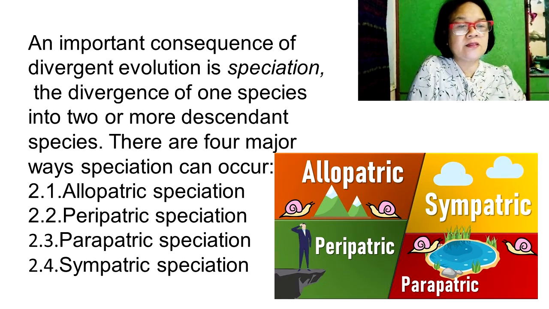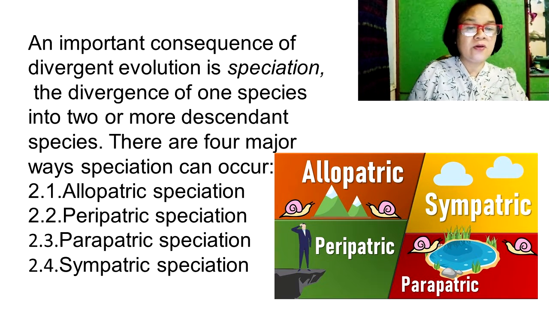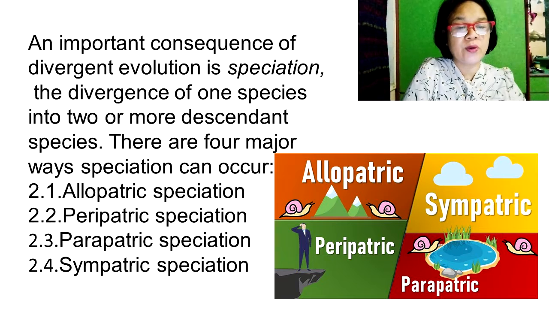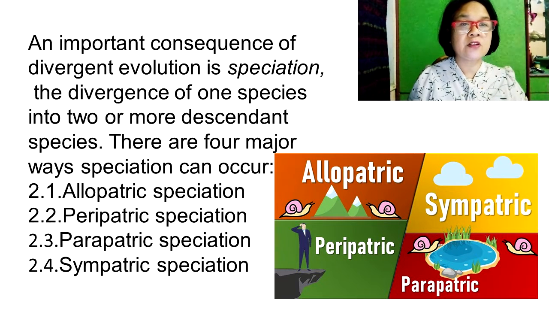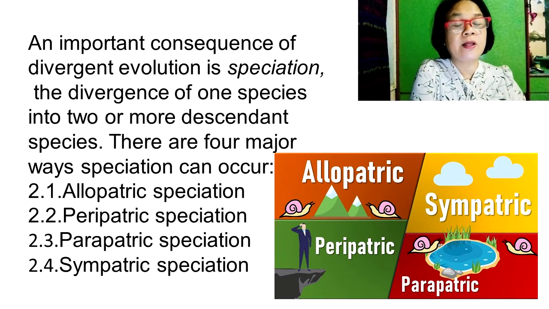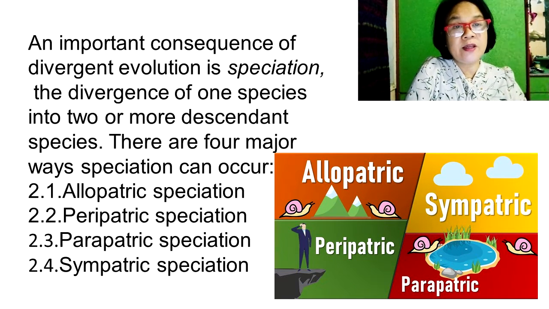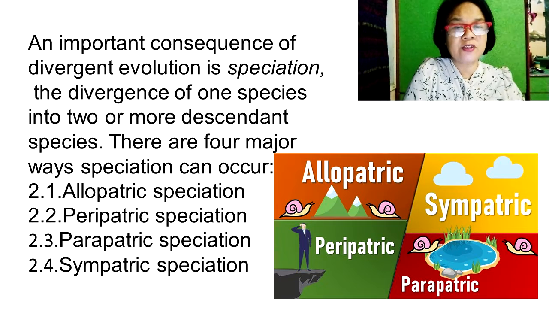An important consequence of divergent evolution is speciation, the divergence of one species into two or more descendant species. There are four major ways speciation can occur. It could be one, allopatric speciation, second is peripatric, third is parapatric, and the fourth is sympatric speciation. So join me in finding out what these four major ways of speciation are.